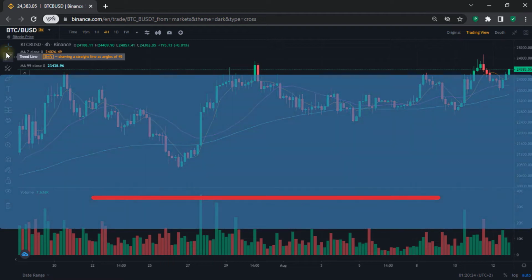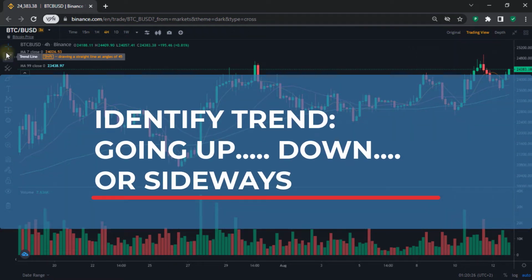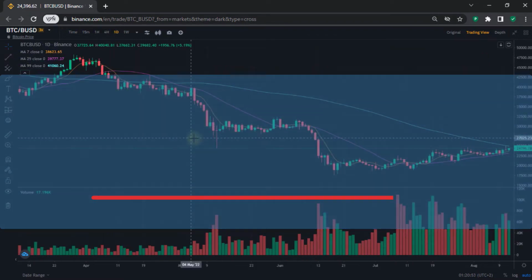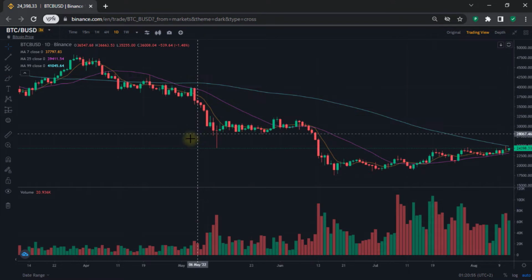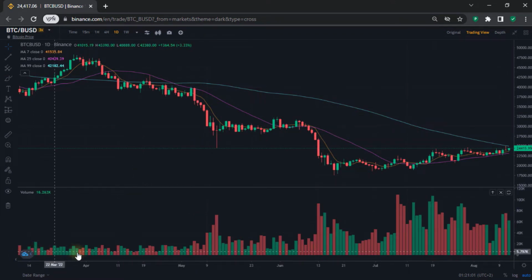Now it's time to identify where the trend is going. Is it going up? Is it going down? Is it moving sideways? So if I quickly just shift to the 1-day chart, you can see the time frame that I'm looking at now on the 1-day chart rolls on from about the 10th of March 2022 all the way through today, which is the 12th of August. So it's a daily chart of that given time.